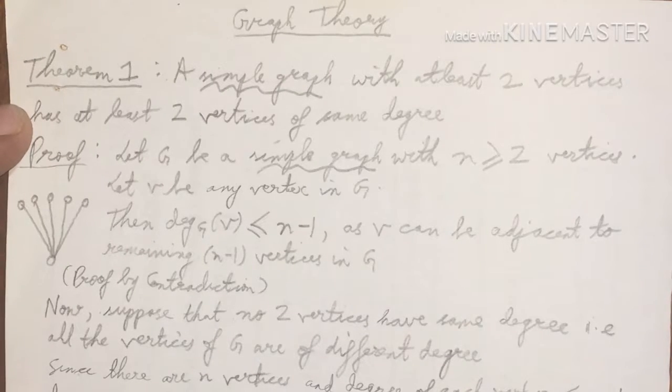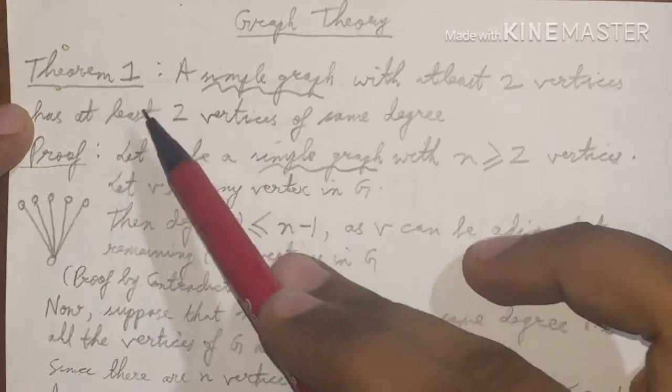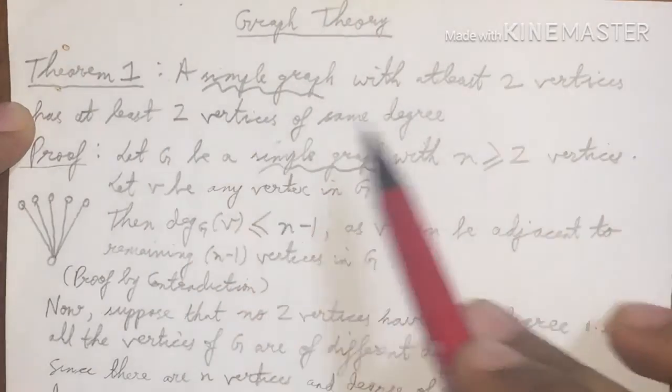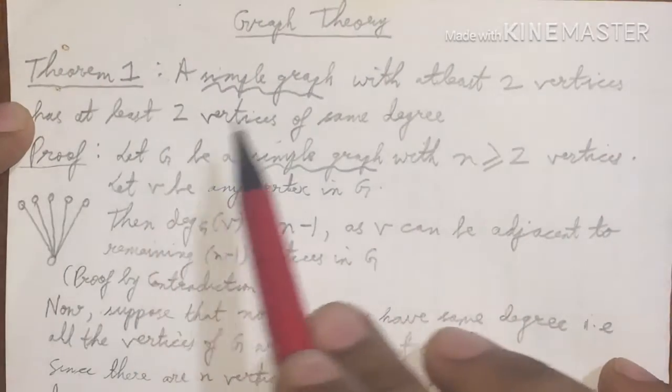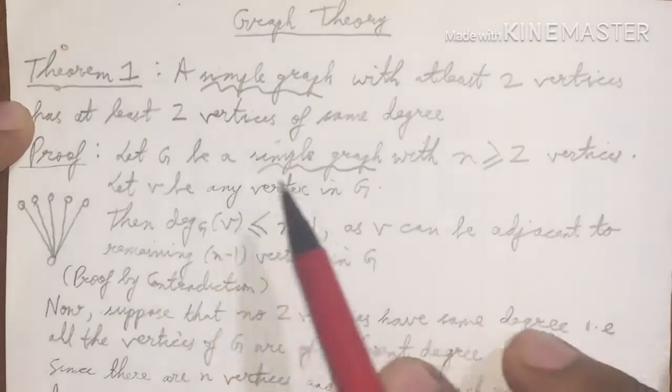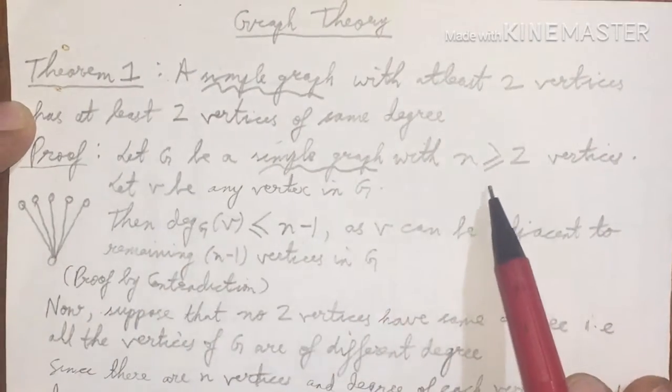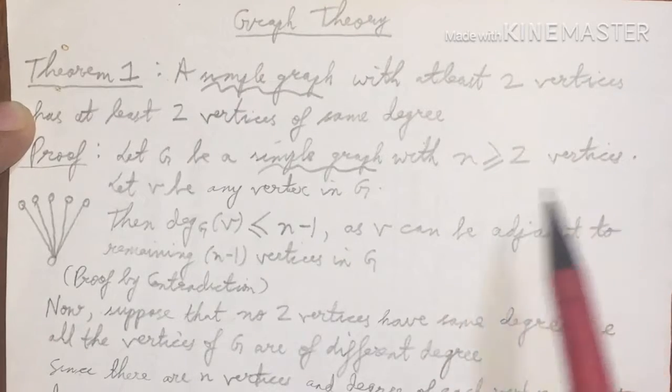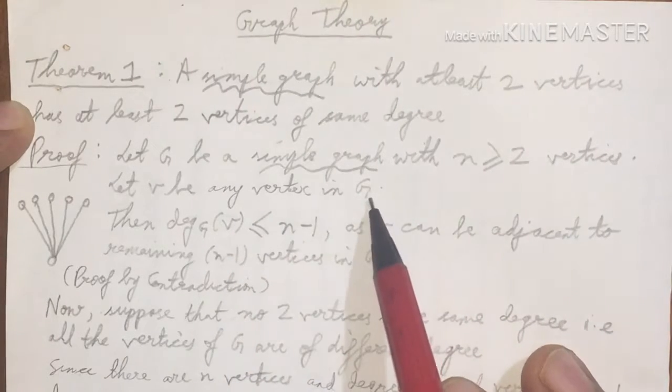So today I'll be doing some theorems. Theorem 1. A simple graph with at least 2 vertices has at least 2 vertices of the same degree. The proof goes as follows. Let G be a simple graph with n greater than or equal to 2 vertices. Let V be any vertex in G.